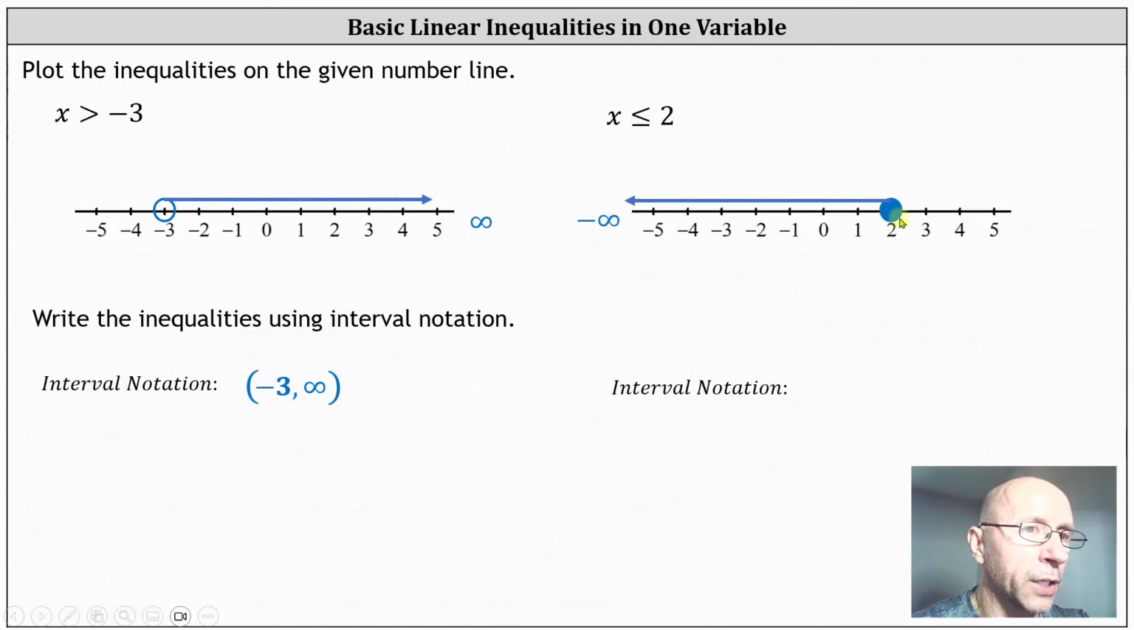And now for interval notation, we begin with negative infinity comma 2. In this case, because 2 is in the interval, we use a square bracket to the right of positive 2. And to the left of negative infinity, we use a rounded parenthesis.